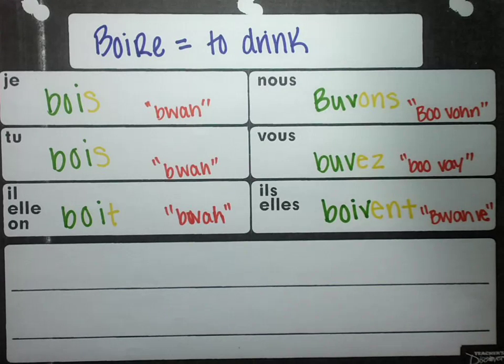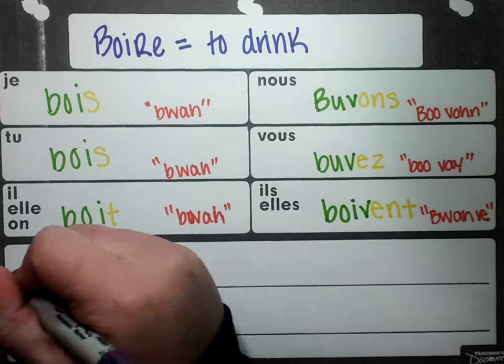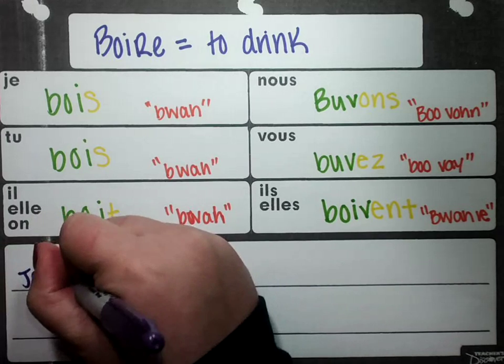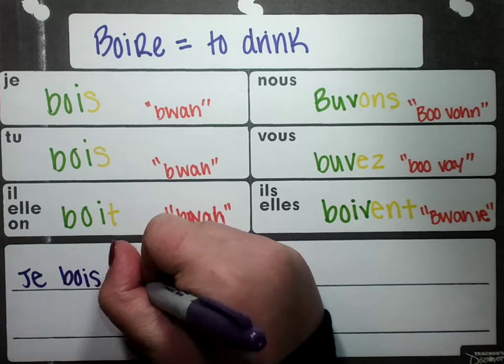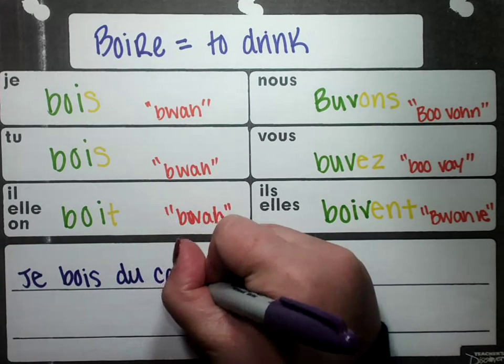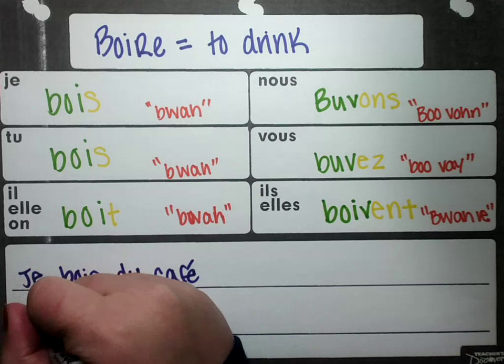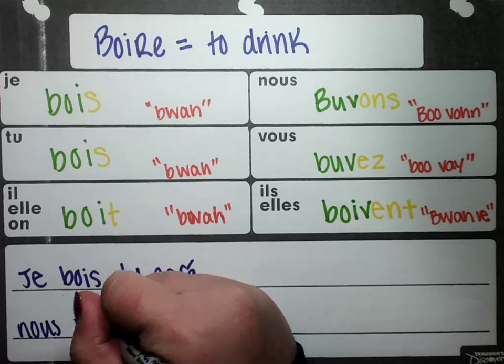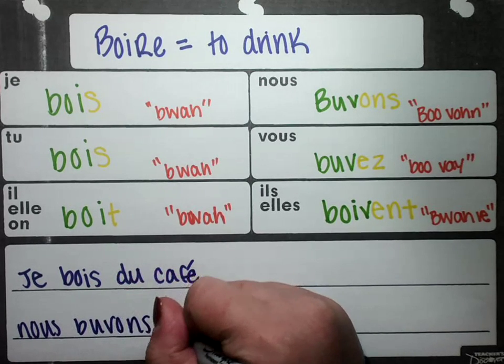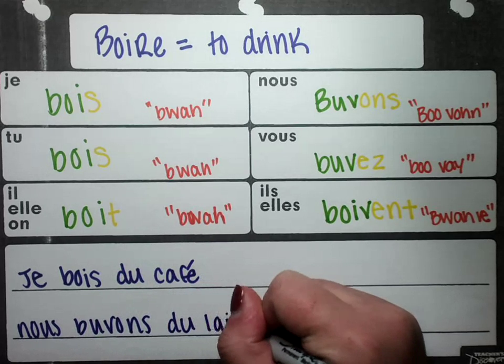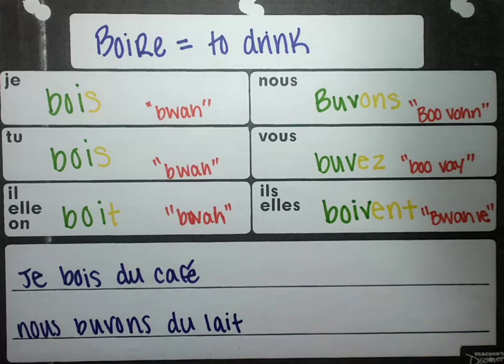All right, let's do some examples. So let's use violet. Let's use purple. So we're going to say, je bois du café. So je bois du café. I am drinking some coffee. We could say, nous buvons du lait. We are drinking some milk.